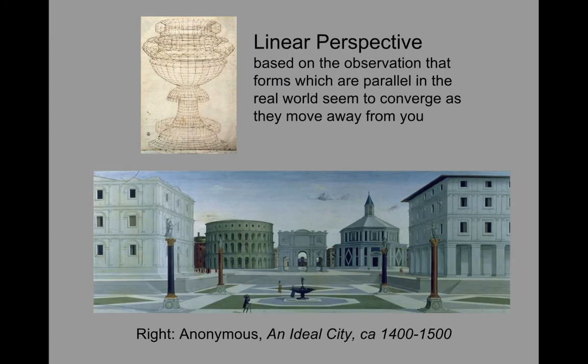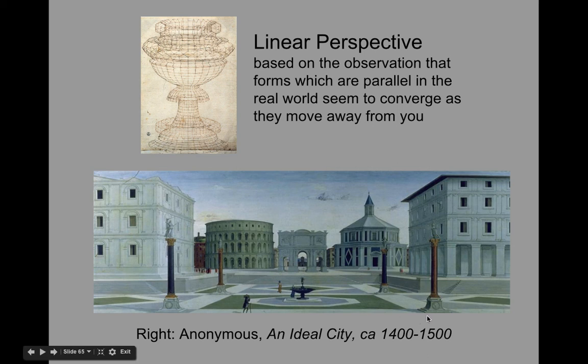Now, linear perspective is one with which you might be familiar, and it was a Renaissance tool, a Renaissance invention that allowed them to portray space in a very believable way. It's based on the observation that forms which are parallel in the real world seem to converge as they move away from you. So you can imagine looking down the road in front of you as you drive, looking down a set of railroad tracks, and how they seem to be getting closer to each other as they go.